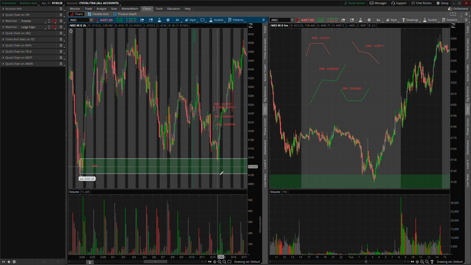Then we finally touch it, and this was the start of an uptrend that went up to, I believe, 4,600. But yeah, good dip here, good drop in the demand zone, rallied right out of it. And this is your drop-based rally.